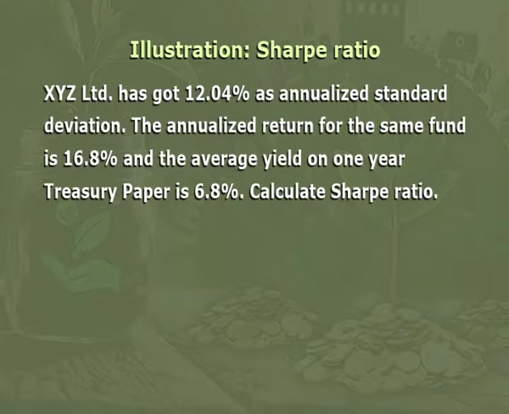For example, XYZ Limited has got 12.04% as annualized standard deviation. The annualized return for the same fund is 16.8% and the average yield on 1 year treasury paper is 6.8%. Let's calculate the Sharpe ratio.